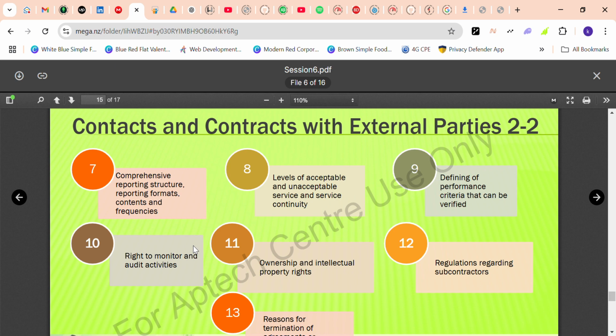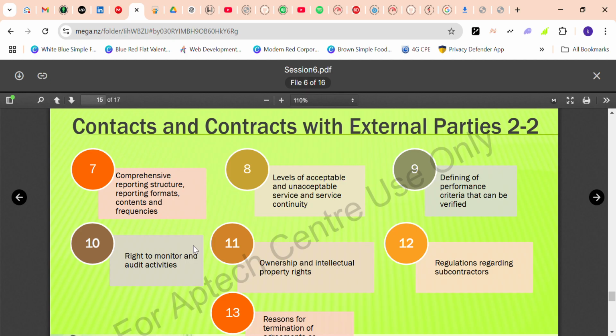Maybe if the level of the standard of services to be given is less than that, service continuity can be breached, and we can discontinue our services with you. If you are not giving us this kind of standard service, we will not continue our agreement with you. That's for that. Also, the defining of performance criteria that can be verified has to be there. Number ten, rights to monitor and audit activities of this external body have to be in place.